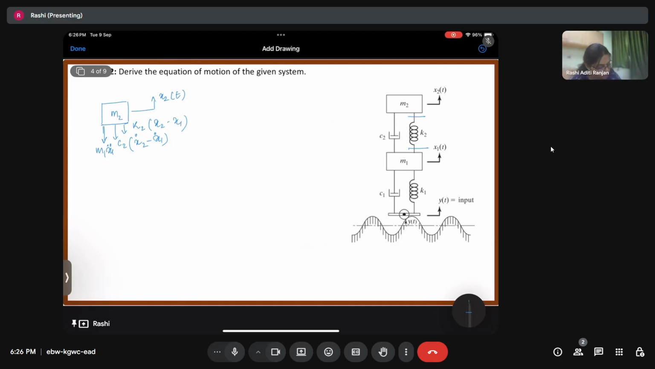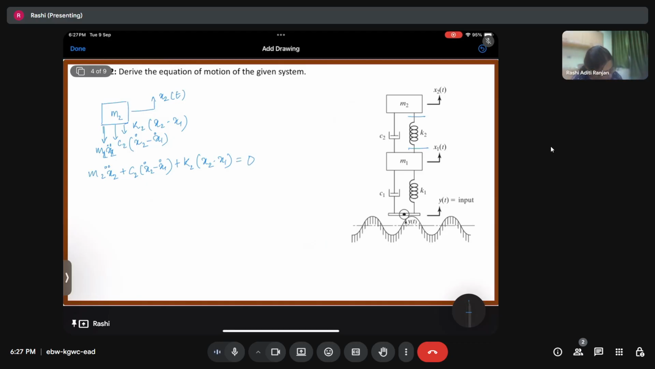So for M2, the equation of motion will be M2 x2 double dot plus C2 into x2 dot minus x1 dot plus K2 into x2 minus x1, and it is equal to 0. So this is the equation for the mass 2.